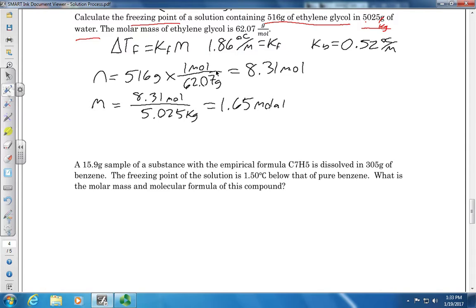So, knowing this for ethylene glycol, we can find that our delta T sub F is going to equal 1.86 degrees C per molal times 1.65 molal, which gives us 3.07.